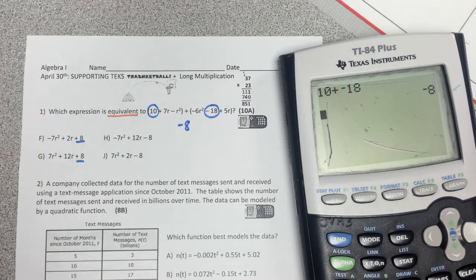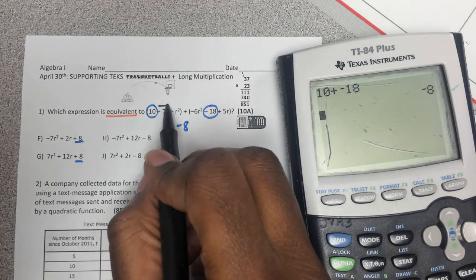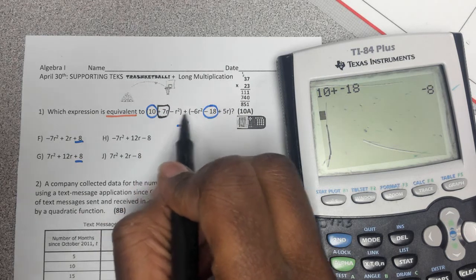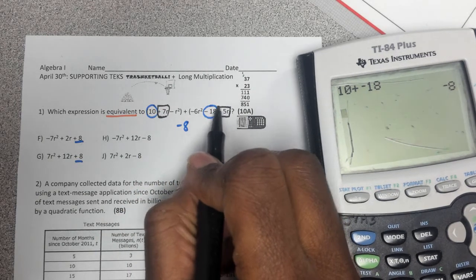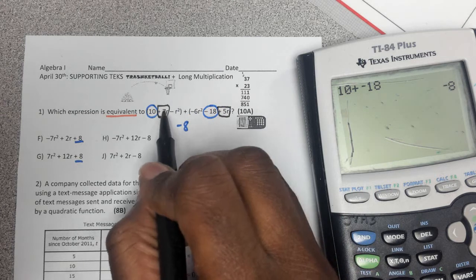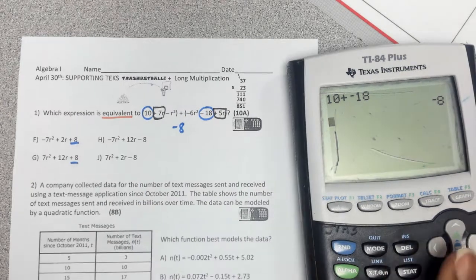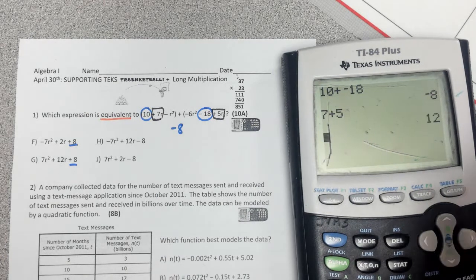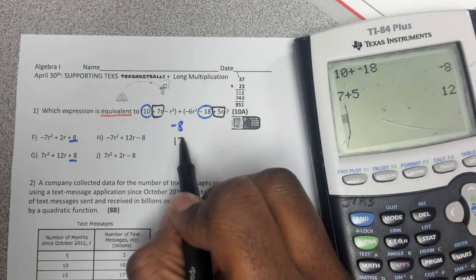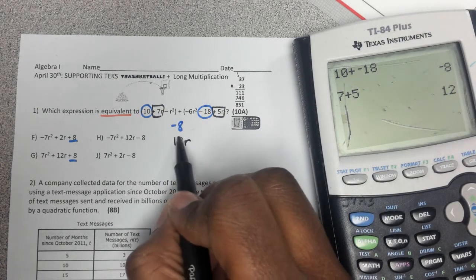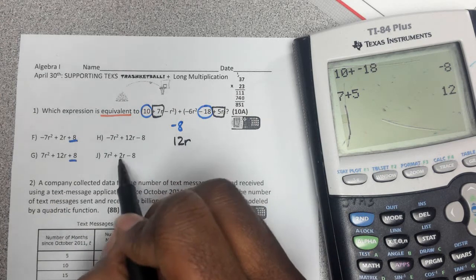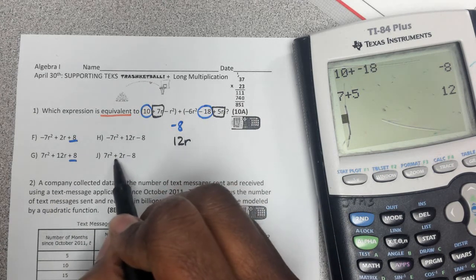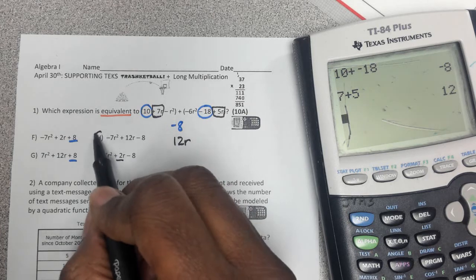Now I'm going to move on to adding my X's. Only it has to have the same variable and same power. So this X with this X, not the X squared. The X's without the power. That's 7 plus 5. If you don't know what 7 plus 5 is, that's why you got a calculator. So that should be a 12x. So now I'm looking for, it has to have a 12x. This don't have a 12x. So this is our answer.